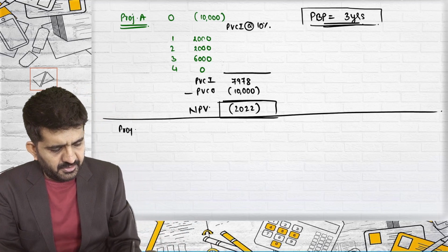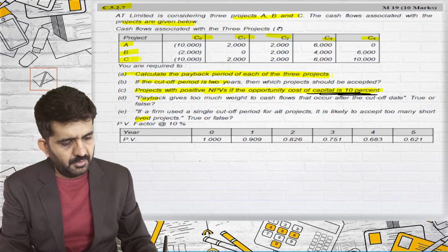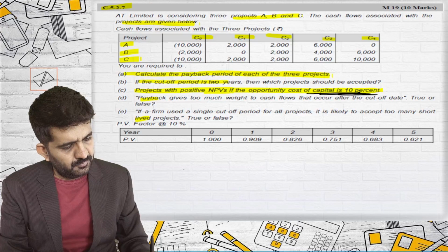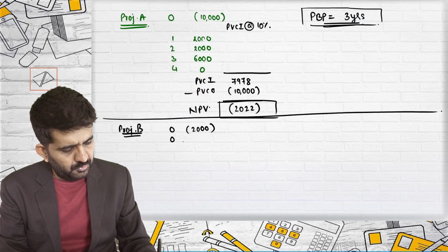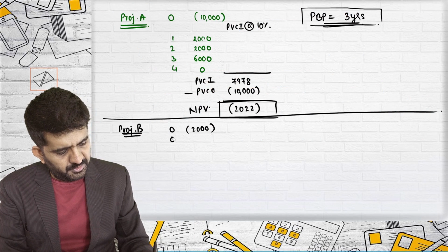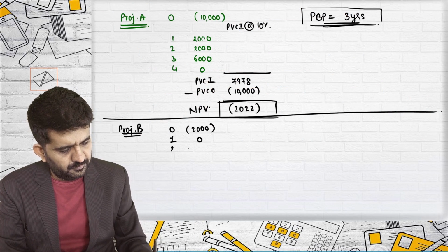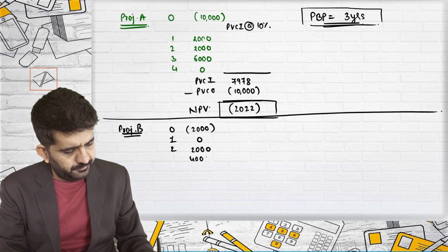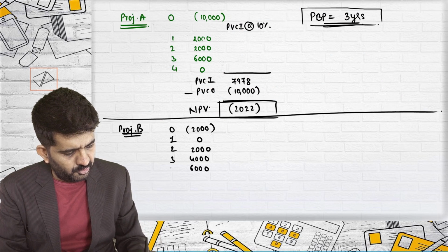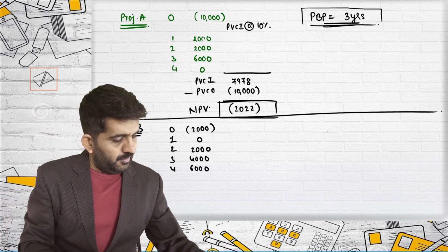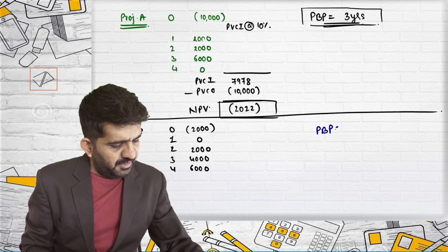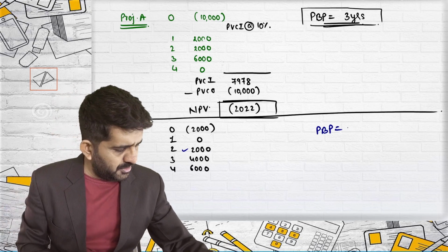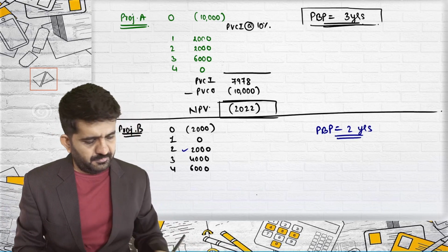I am doing project B. Project B is negative 2000, 0, 2000, 4,000, 6,000, with the third and fourth year. Payback period is not 1 year. First year you are earning 0 rupees. Second year you are earning 2,000 rupees. So the payback period is 2 years.